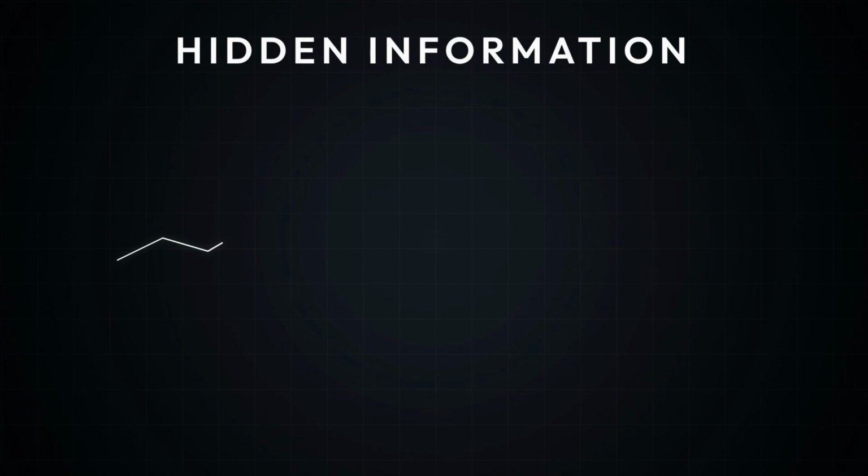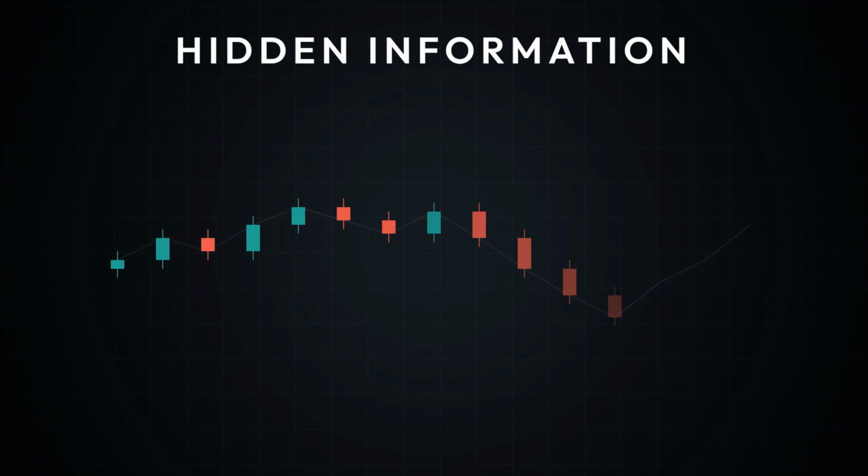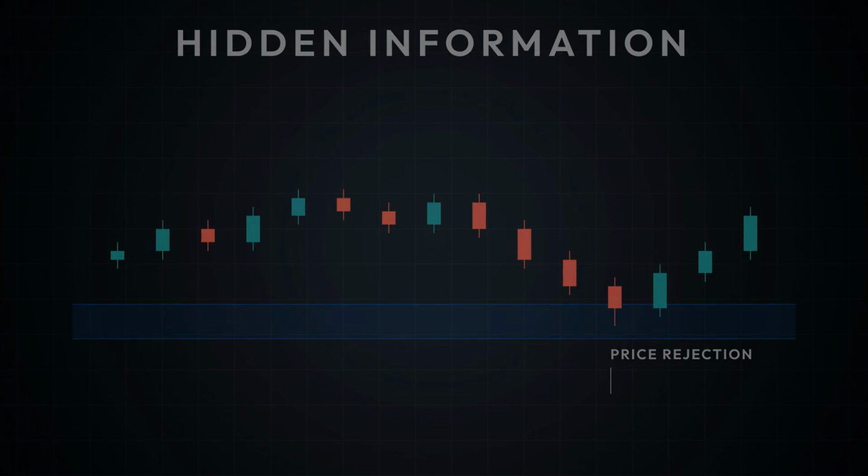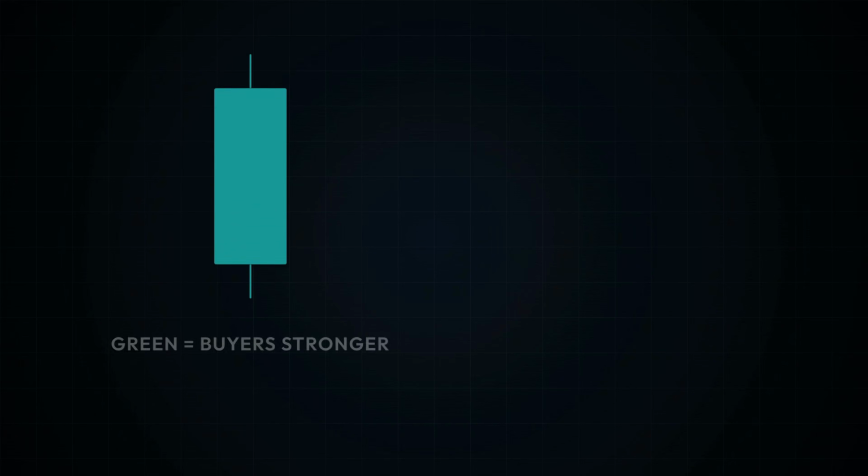Imagine price reaches a support level. On a line chart, it may look like price simply touched the level and moved back up. But the candlestick chart may reveal that price actually moved below support, created a long wick, and then buyers strongly rejected those lower prices. Now let us keep it very simple.